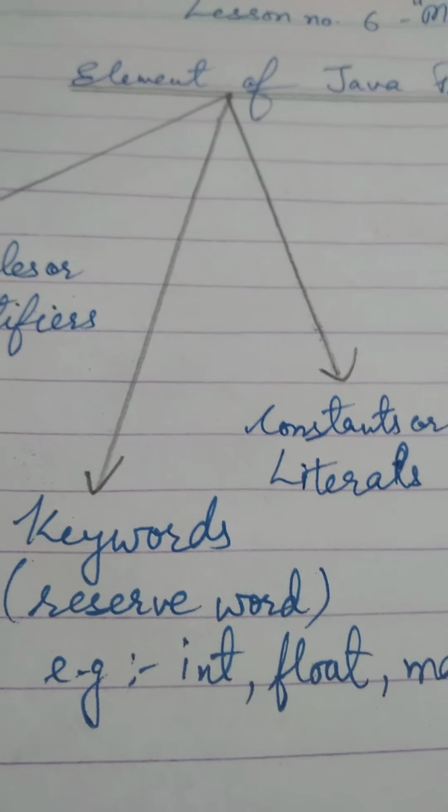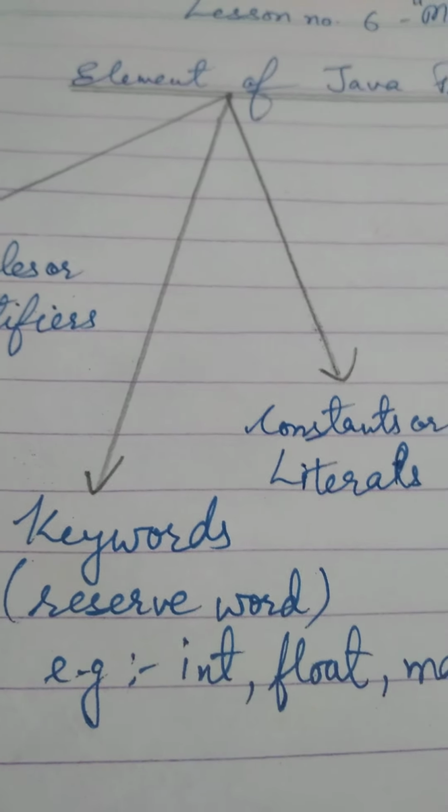And if you want to make any variable a constant, you will simply write the final keyword before that. You'll write final int a equal to 5. So now the value of a will remain 5 throughout the program. It is not going to be changed since it has become a constant.